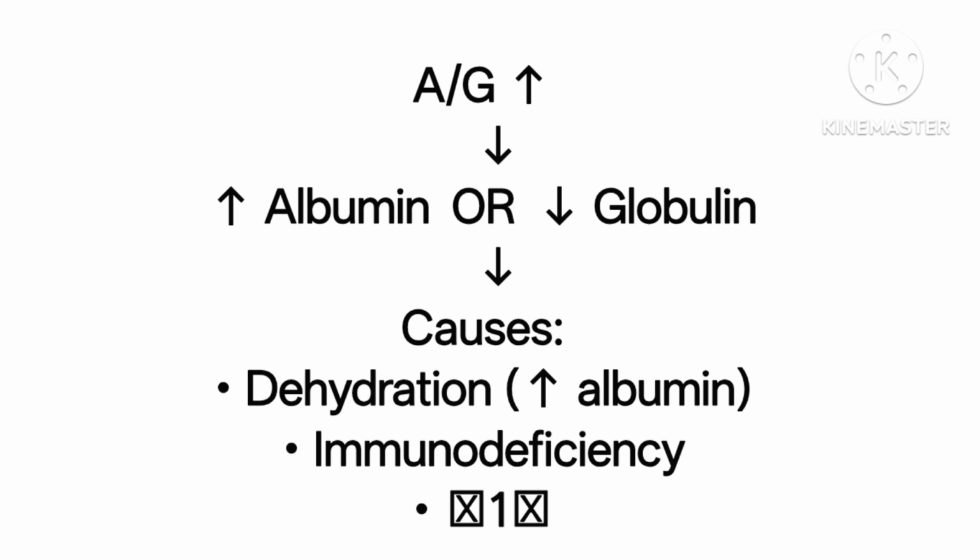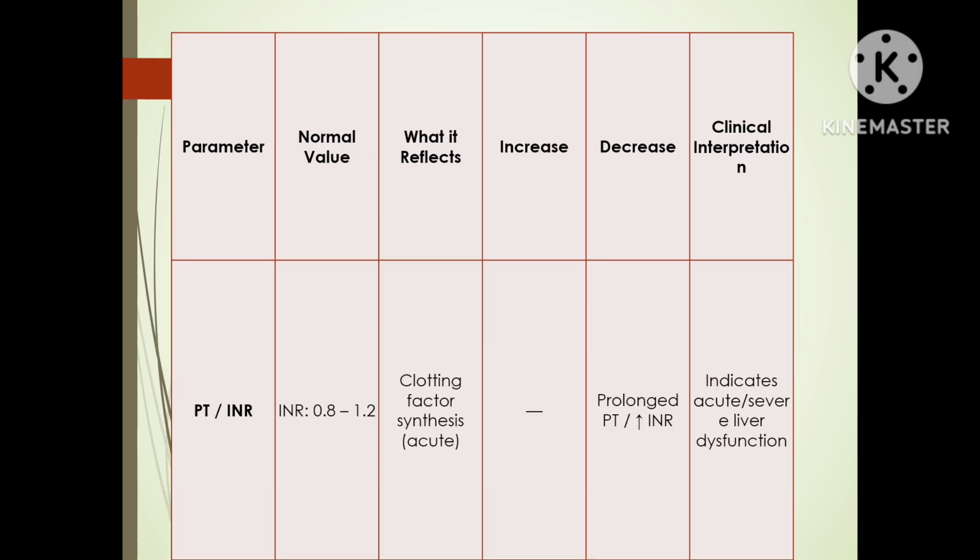Normally, we do not measure individual clotting factors in routine liver function tests. Instead, we assess them indirectly using prothrombin time or INR, International Normalized Ratio, which reflects the combined activity of multiple clotting factors produced by the liver.